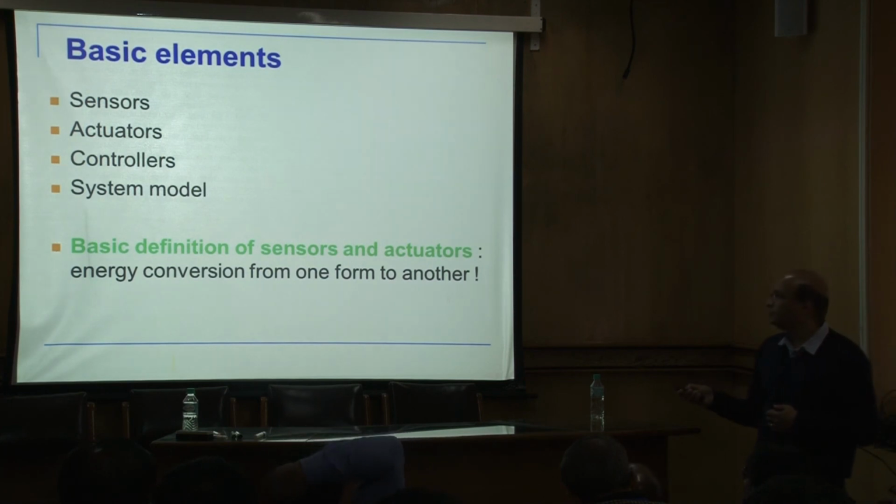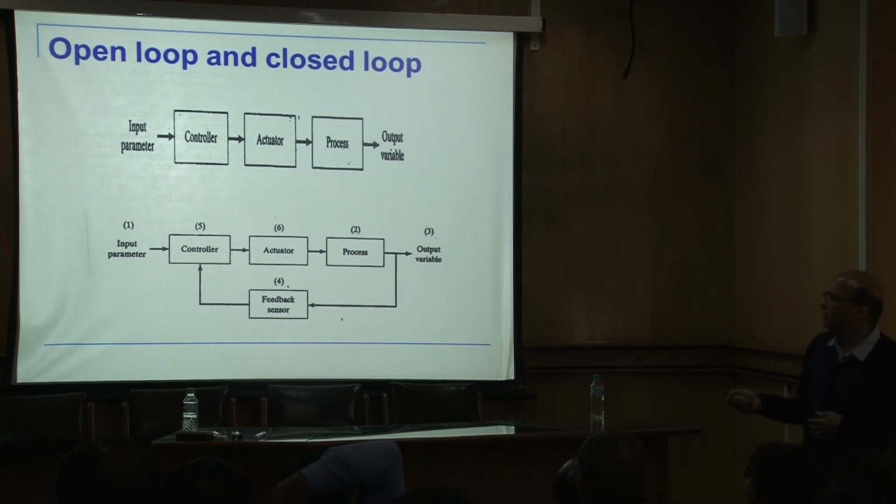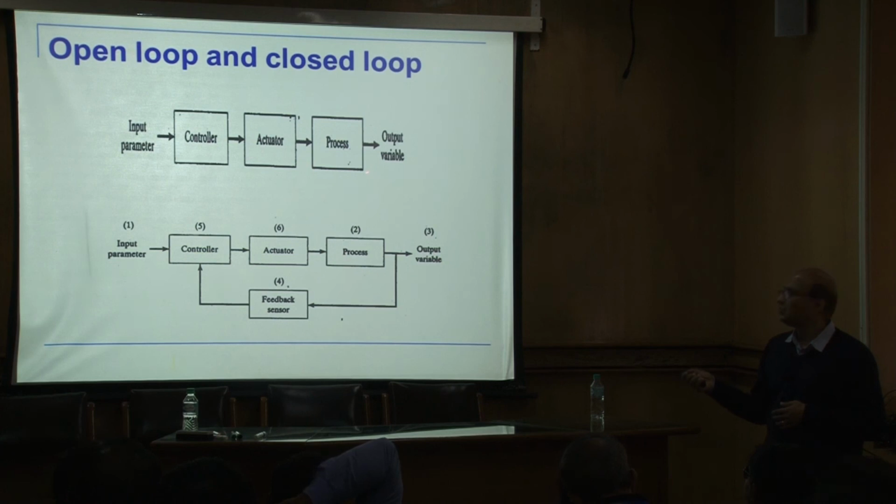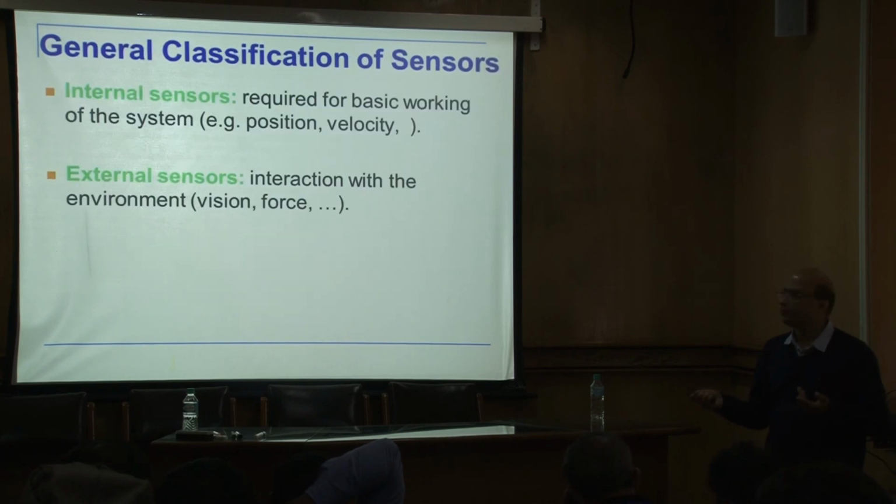Okay, so the basic elements are sensors, actuators, controllers, and a system model. So basic elements of the control system that we have. Now there can be two kinds. There can be open loop, in which we have a controller, actuator, and a process. There is no feedback here. And there is a closed loop in which we have a feedback. So they can be open loop system, or it can be a closed loop.